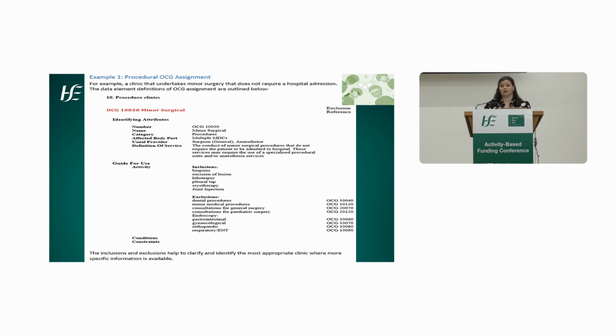but it also tells you what's not included in that. So if it's dental procedures, you go to your 10,040. If it's any kind of endoscopy, if it's gastrointestinal, it goes to 10,060. So as much as it tells you what the definition is, it also has that decision tree process to tell you where else to go.